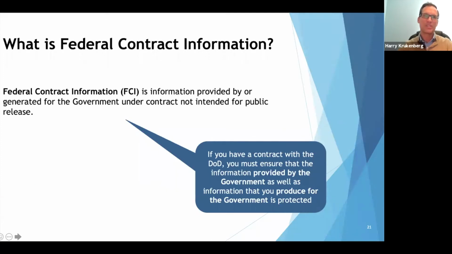CUI is a subset of federal contract information that requires a higher level of protection. Okay? So the bottom line is, if you have a contract with the DoD, you must ensure that the information provided by the government, as well as the information that you produce, is protected. Okay, let's jump ahead 2 slides.